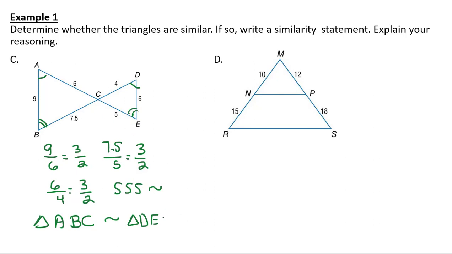And then over to C. And that makes sense that C is the corresponding angle. It's congruent to itself because of vertical angles. Okay, so the next one.